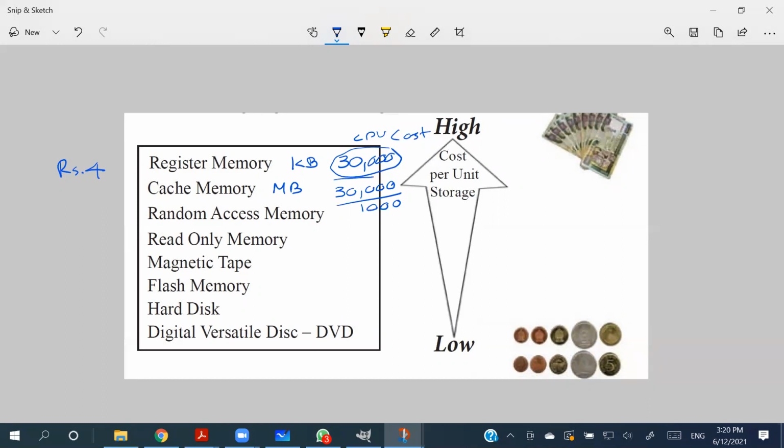Right? When we divide this way, what we get is the cost per 1 MB. 1 MB is not 1 MB, I'm sorry, 1 KB. 1 KB costs you 30 rupees.